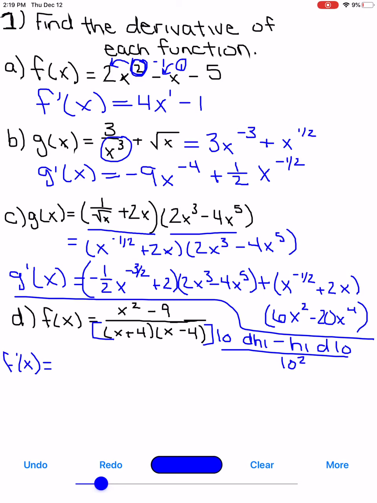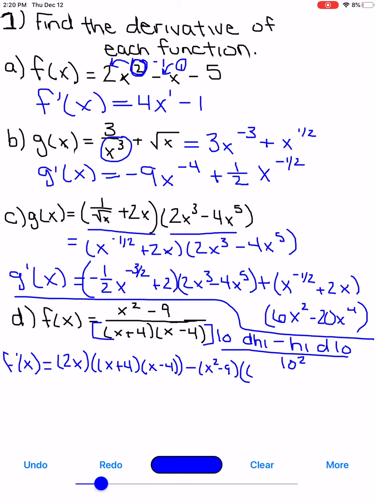So when we do this all out, derivative of the top is 2x, then you just rewrite the bottom. So x plus 4, x minus 4, minus just the top times the derivative of the bottom. And this itself is a product rule.